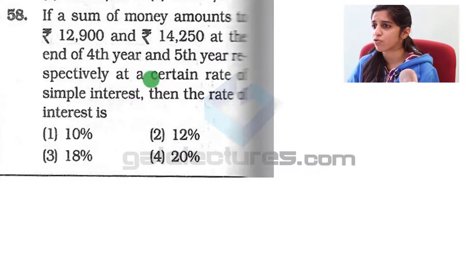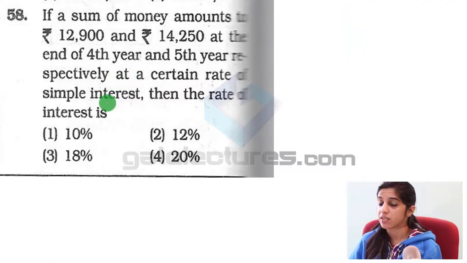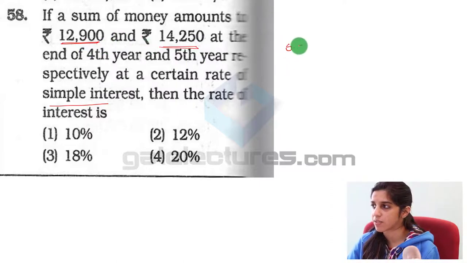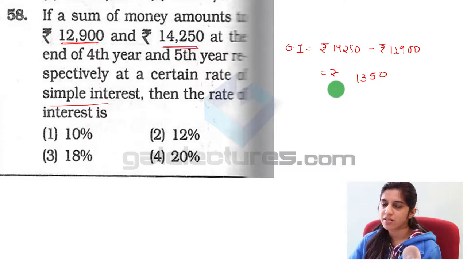Now, if a sum of money amounts to rupees 12,900 and 14,250 at the end of the 4th and 5th year at a certain rate of interest, then the rate is. See, we're using simple interest. At the end of the 4th year, this was the total amount, and at the end of the 5th year, this was the total amount. So by subtracting these two, I can find the simple interest. So, this is the simple interest.